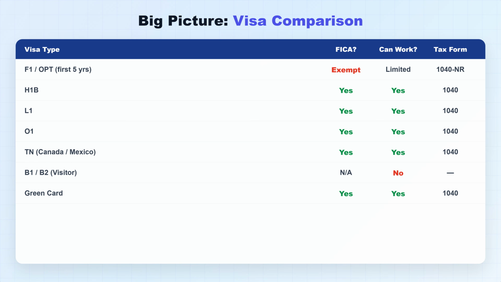Let us put it all together in one big comparison. F1 and OPT, in the first 5 years, are FICA exempt, have limited work rights, and file 1040-NR. H1B, L1, and O1 all pay FICA, can work fully, and file Form 1040. The TN, for Canada and Mexico, also pays FICA and files 1040. B1 and B2 have no FICA and no work allowed. And the green card pays FICA, works freely, and files 1040. One table that captures the entire day.